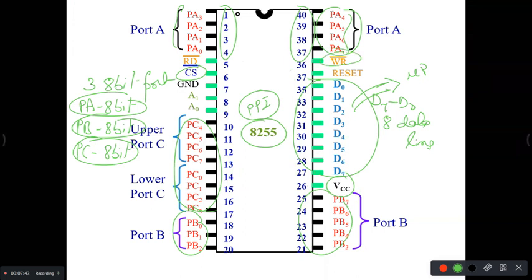You have the write bar signal. What is the write bar signal? If you want to write data into that from the microprocessor. What is the reset signal? I will tell you about the reset signal, don't worry. Reset signal is something which will reset the programmable data inside the 8255.